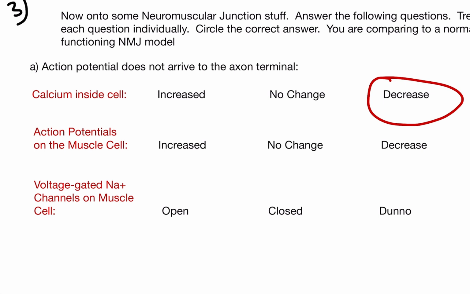Action potentials on the muscle cell are going to be increased, no change, or decrease? We're going to decrease. We have no exocytosis of acetylcholine, so there's no acetylcholine that can actually bind to the muscle cell. If nothing binds to the muscle cell, we're not going to get any action potentials. Decrease.